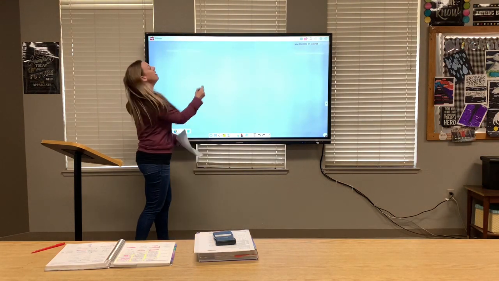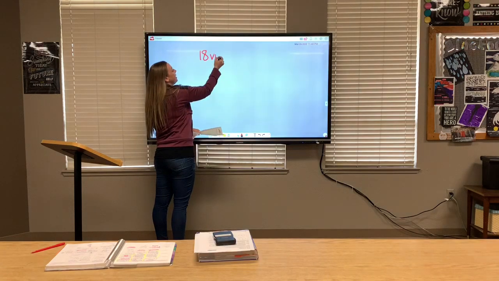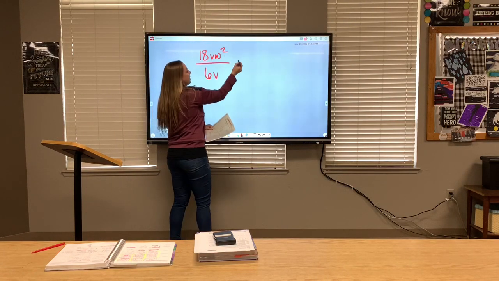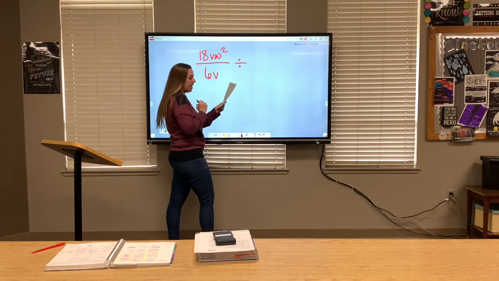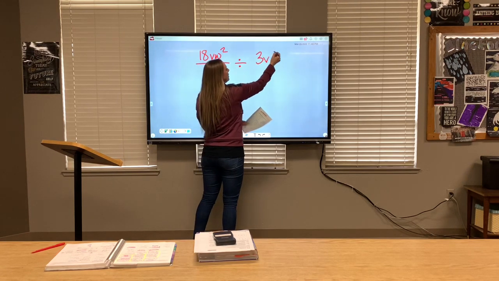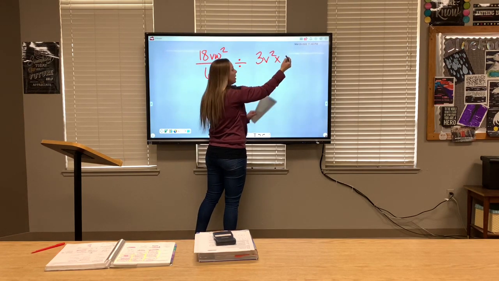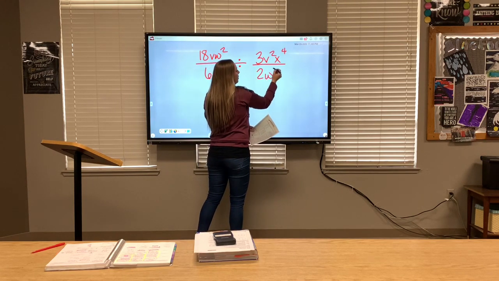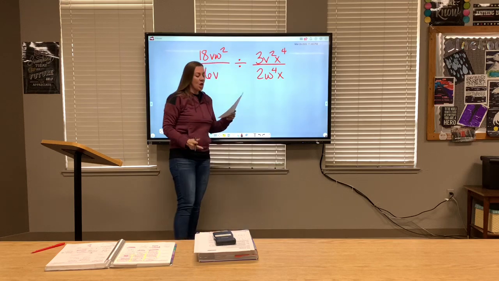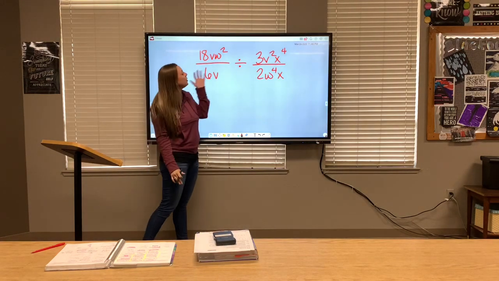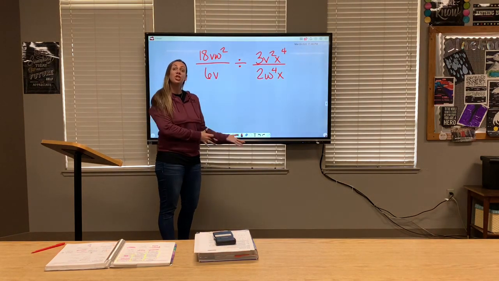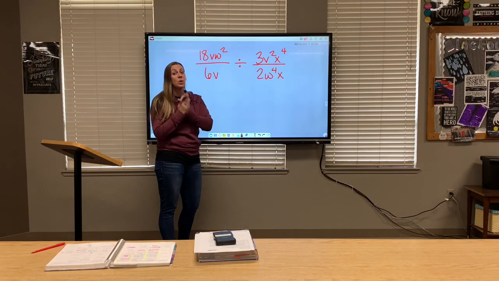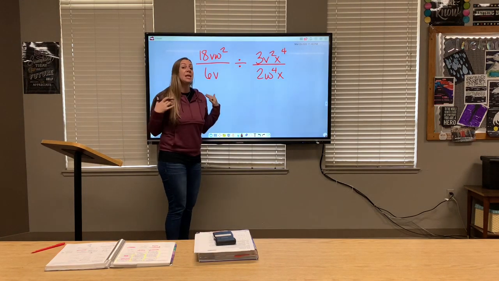Let's say I have 18vw squared over 6v divided by 3v squared x to the 4th over 2w to the 4th x. Now, we're working with monomials again. There's no addition or subtraction, so that's good. But we've got to rewrite this first as a multiplication problem and then work on simplifying.